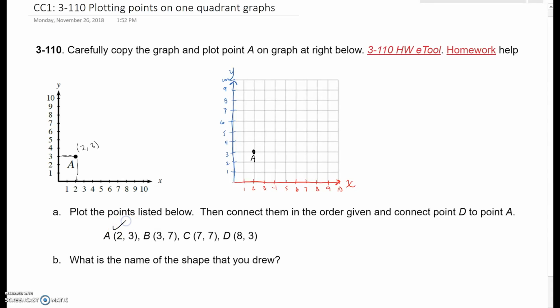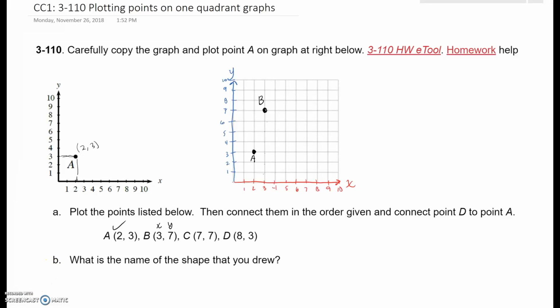So it wants us to plot point A, and then now B is at 3, 7. So it always goes the x coordinate and then the y. So I need to go where x is 3, where 3 is on the x-axis. So that's 3. Then I need to go up to 7 on the y-axis. So 1, 2, 3, 4, 5, 6, 7. That's the point 3, 7. So that's the point B.